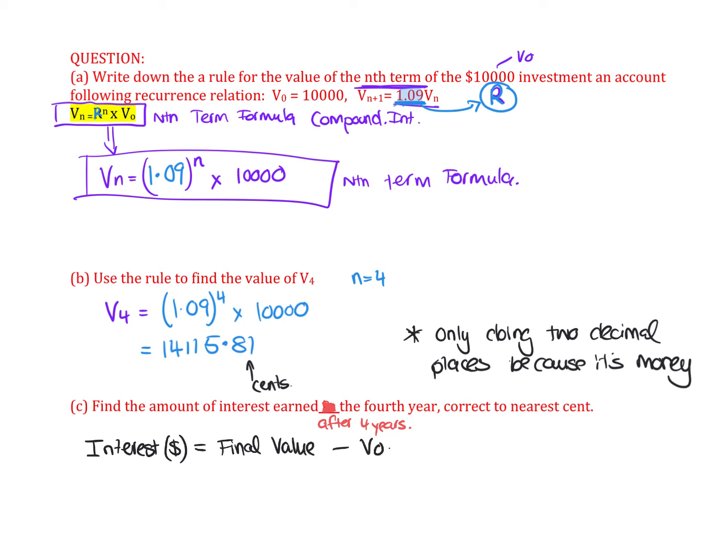So if we found the value at 4 years, we'd find V4 minus V0. So we do 14,115.81 minus the 10,000. So how much interest did they make? It's pretty self-explanatory, yeah? It's how much extra they've gained.